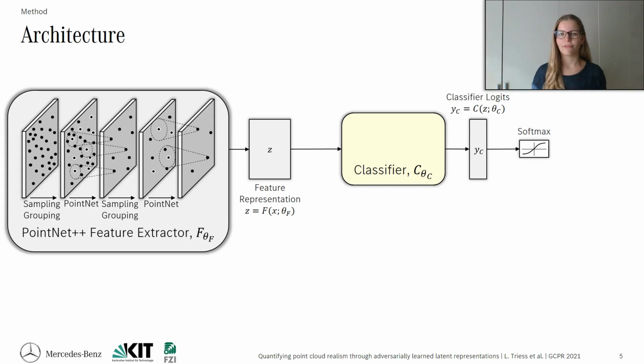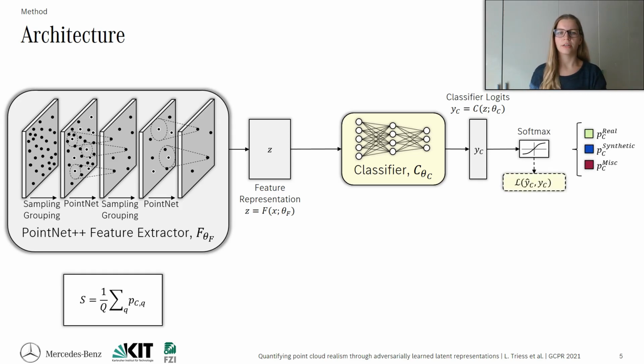The features are then fed to a densely connected classifier, which outputs a probability vector for each of the 3 categories for each neighborhood. The realism score for the entire scene is simply the mean over the probability scores of the real category, and for optimization we use a softmax cross-entropy loss.